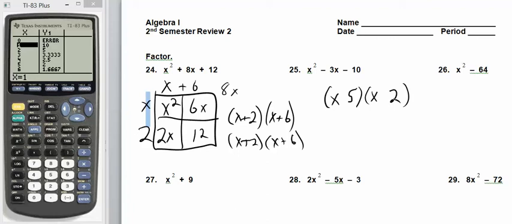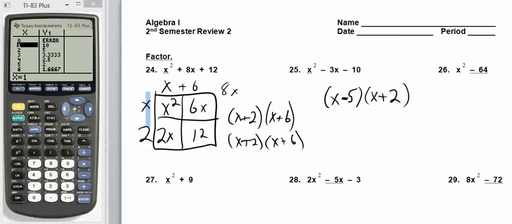And then we're going to go back and check our sign. So when this is negative, remember these two have to multiply together to get this number. They need to add together to get this number. So to multiply together to get a negative, one of them has to be negative. And to get this to be a negative, our bigger one needs to be negative. So that's going to be negative 5, and that's going to be positive 2.